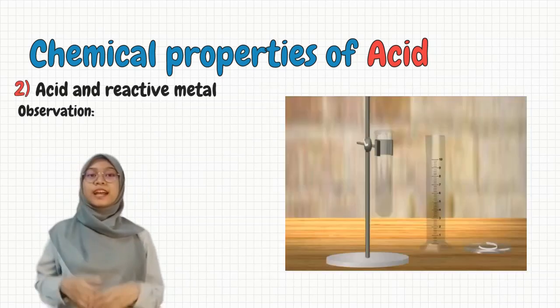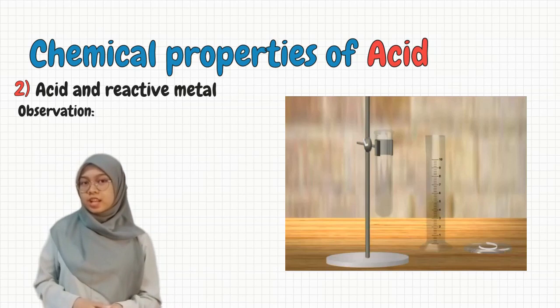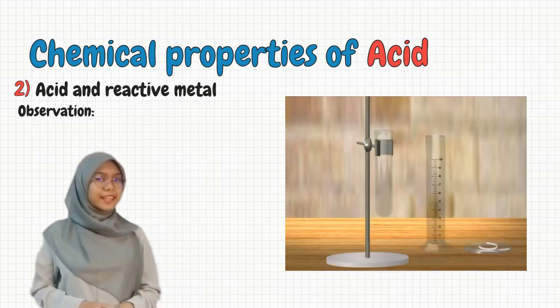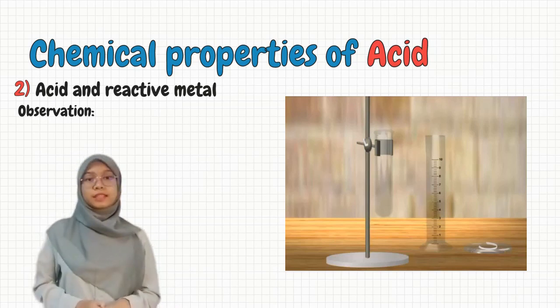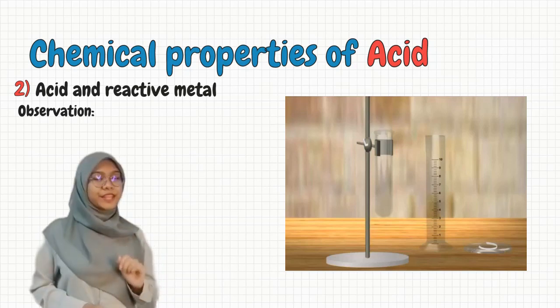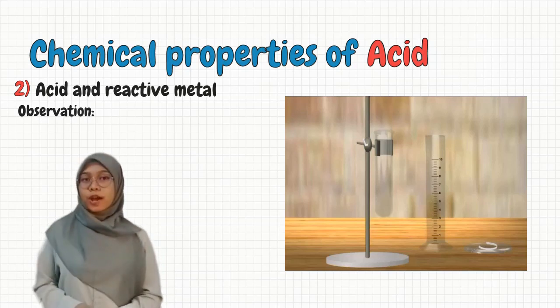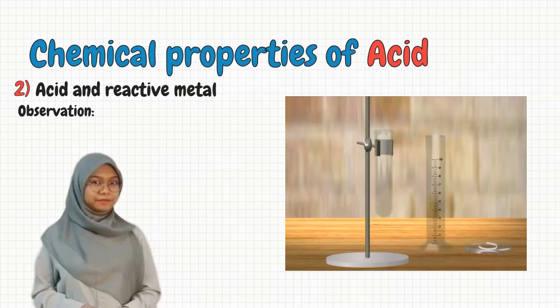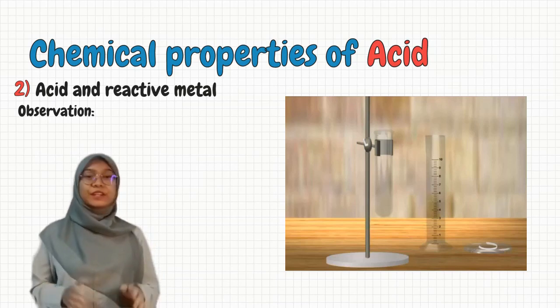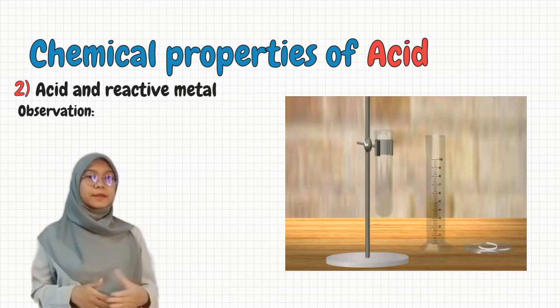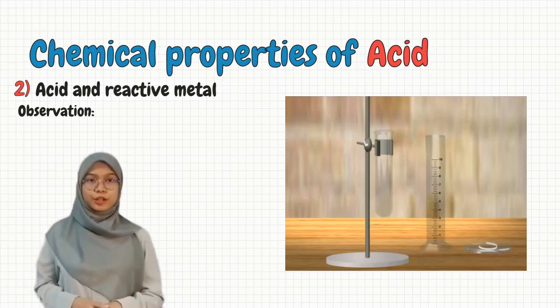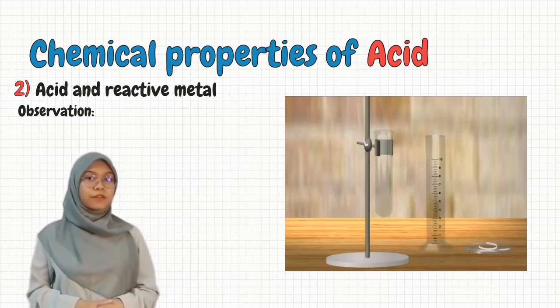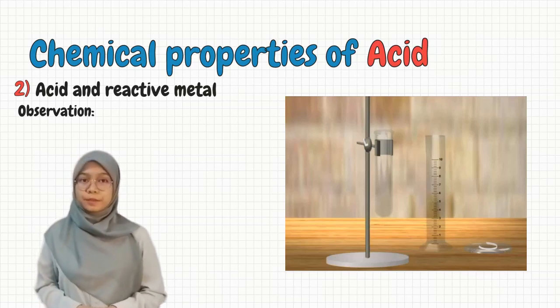Okay, we move to another chemical property of acid. What will happen when acid reacts with a reactive metal? But before that, let me ask you, what is a reactive metal? Okay, a reactive metal is a metal that easily loses electrons when it comes in contact with other substances such as water and acid. Let's take a look at a reaction of hydrochloric acid with magnesium.